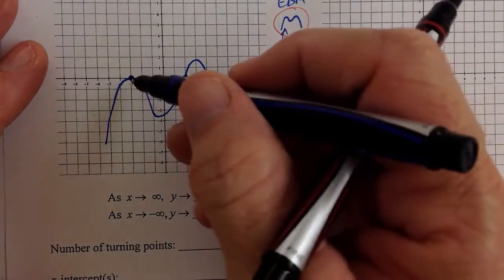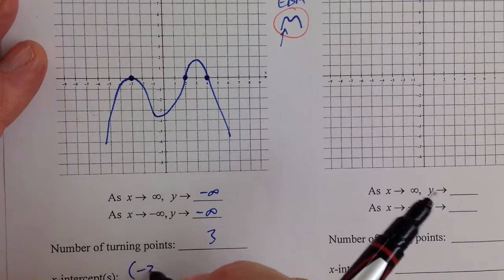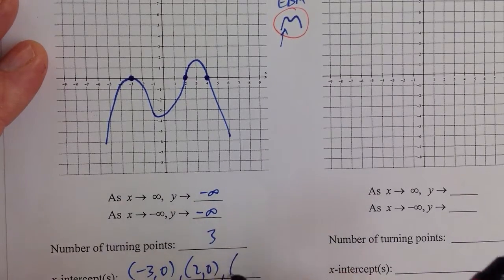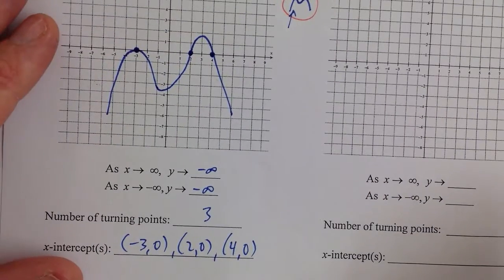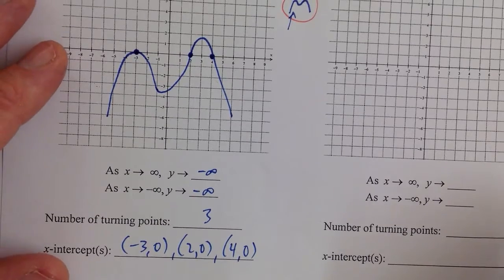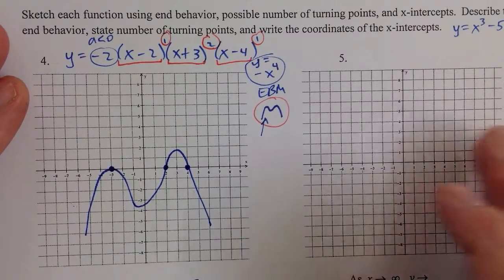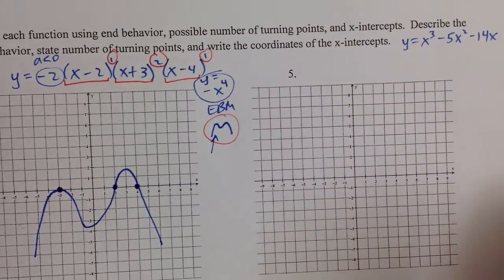Number of turning points, we have 1, 2, 3 turning points, and we have x-intercepts. We already talked about those: negative 3, 0; 2, 0; and 4, 0. And that's how to do a problem in which you have to graph a polynomial function when you're given the equation that is already factored. You're going to always set the factors equal to 0 to find the x-intercepts, and so on.